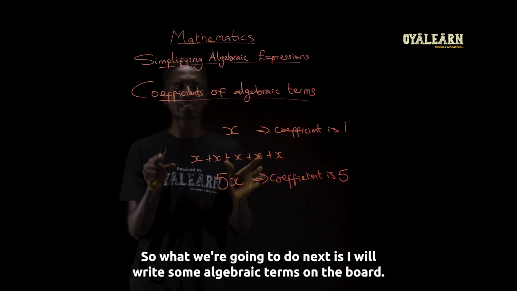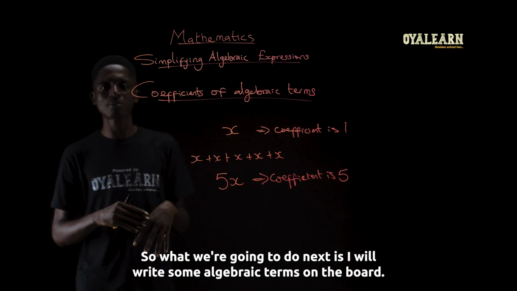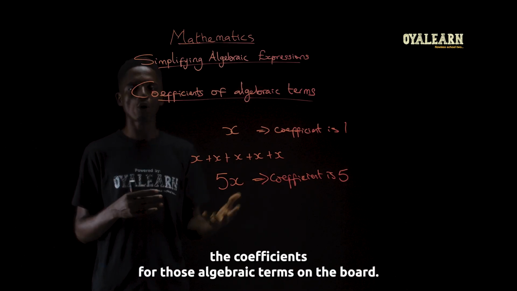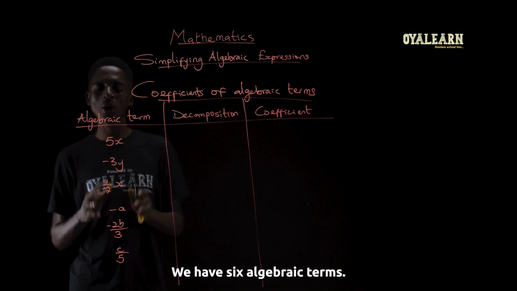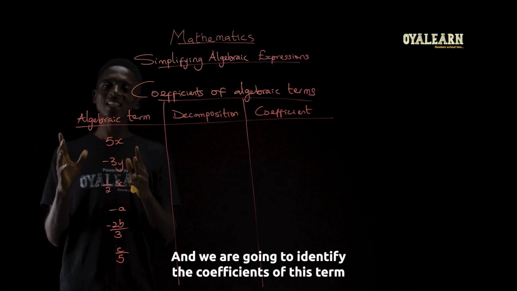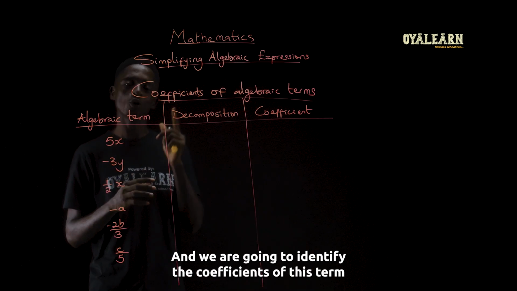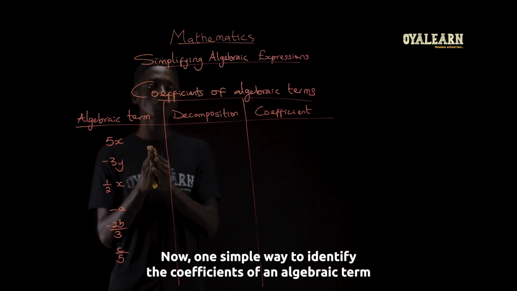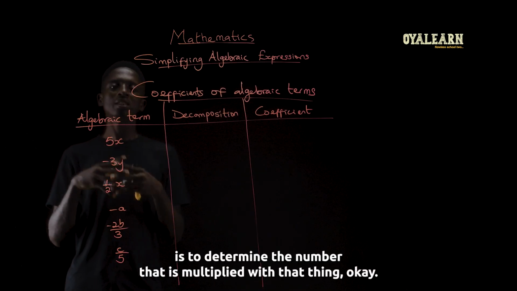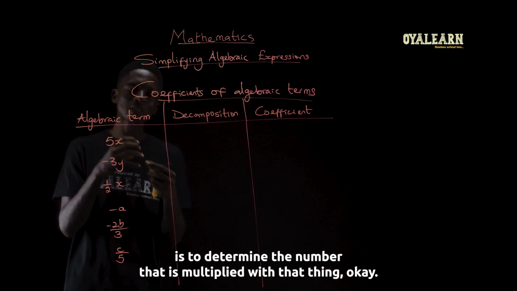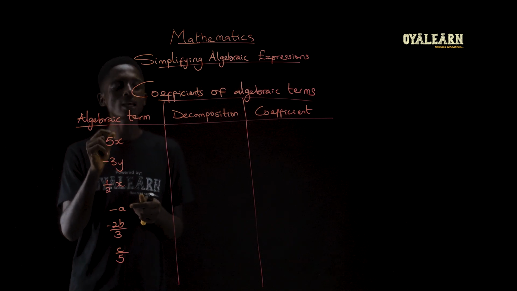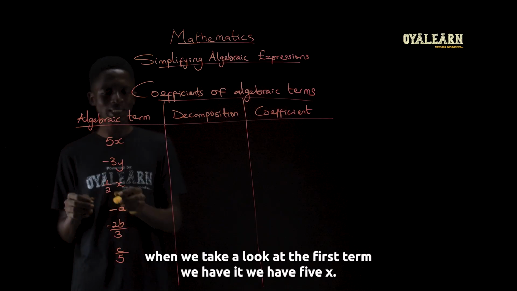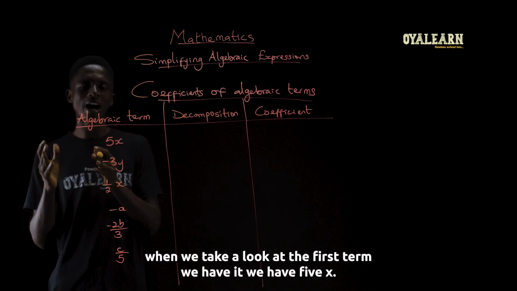So what we're going to do next is, I'll write some algebraic terms on the board, and then we'll find out how you can identify the coefficients for those algebraic terms. On the board, we have 6 algebraic terms, and we are going to identify the coefficients of these terms. Now, one simple way to identify the coefficient of an algebraic term is to determine the number that is multiplied with that term. Okay, and you can do that by decomposition. Now, what does this mean? When we take a look at the first term we have here, we have 5x.